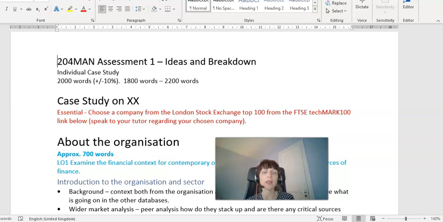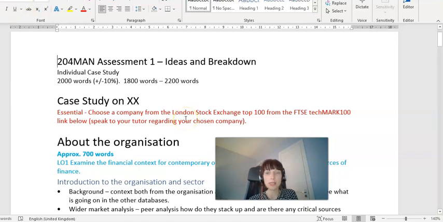So with the case study, obviously you need to choose an organisation from the FTSE Tech Mark 100, so not just the FTSE 100, which is what Tom spoke about in his session. It's the Tech Mark 100. So I'm still keen to hear from those of you that haven't said which organisation you're doing yet. That would be really useful.